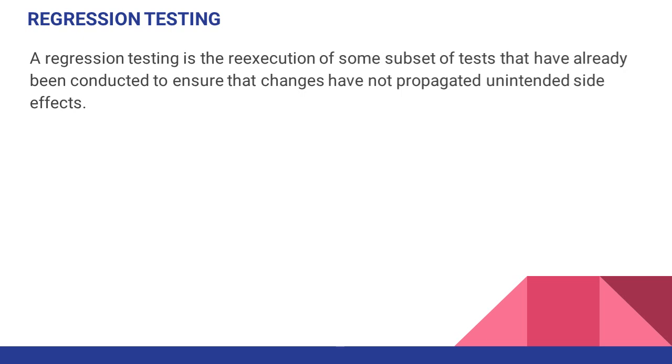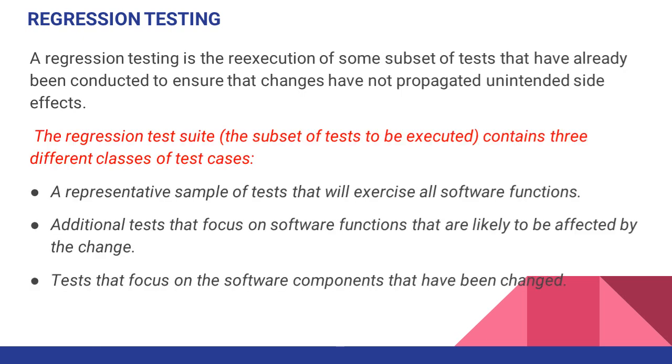Successful testing of any kind results in the discovery of errors, and errors must be corrected. Whenever software is corrected, some aspect of the software configuration, the program, its documentation or the data that support it, is changed. Regression testing helps to ensure that changes do not introduce unintended behavior or additional errors.